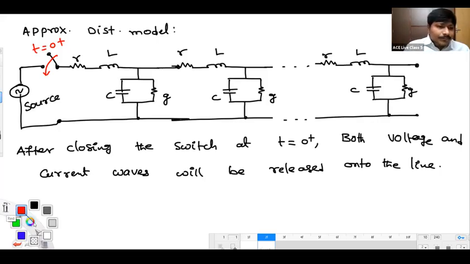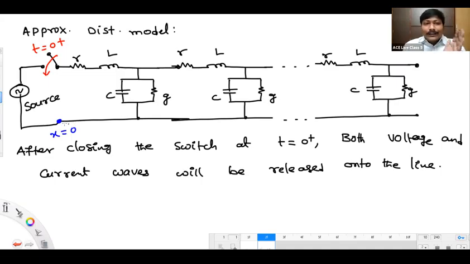Next, simple. I'm standing at this place and I am asking one simple and silly question. At time t equals 0, the switch was closed. How much distance might the waves have traveled? Zero. The waves have not traveled any distance by staying at this point, so I can say x equals 0.